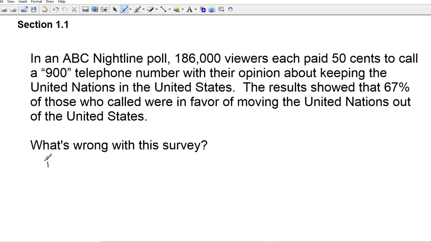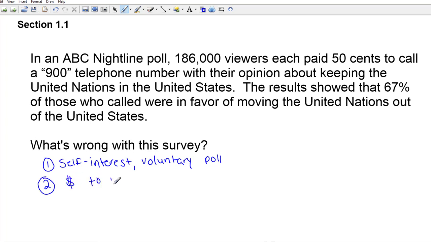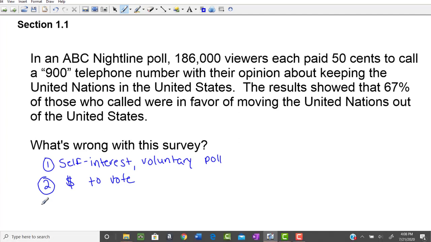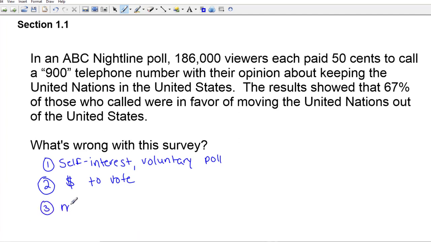So this is considered a self-interest, and it's a voluntary poll. Also, it costs money to vote. So only passionate people are actually going to vote. You're going to be missing people who didn't watch the nightly news.